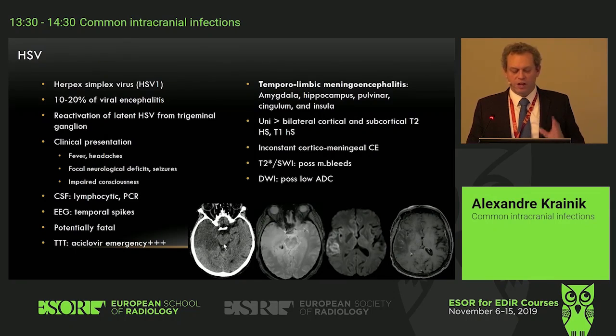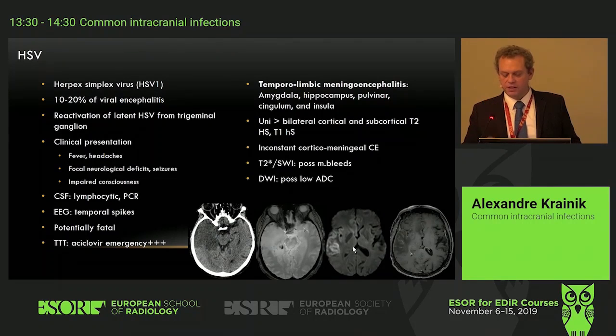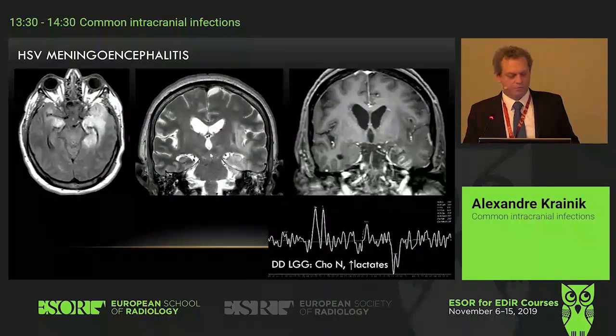Then what you have to think is, when you see an anterior temporal lesion involving the internal part of the temporal lobe, you have to think of herpes meningoencephalitis, and afterwards you may have some additional involvement of, for instance, the pulvinar area. You also have some cingulum area and insular area as well.